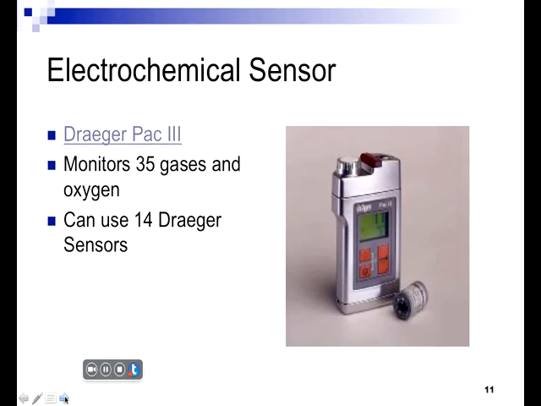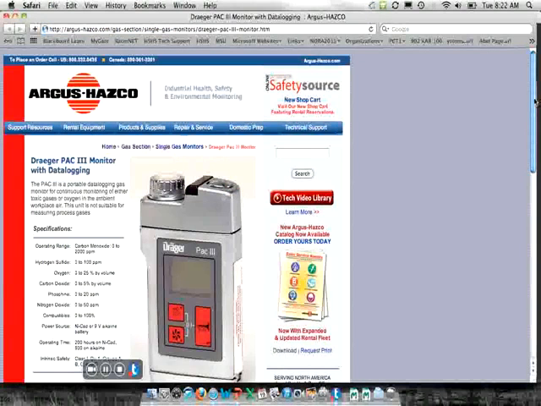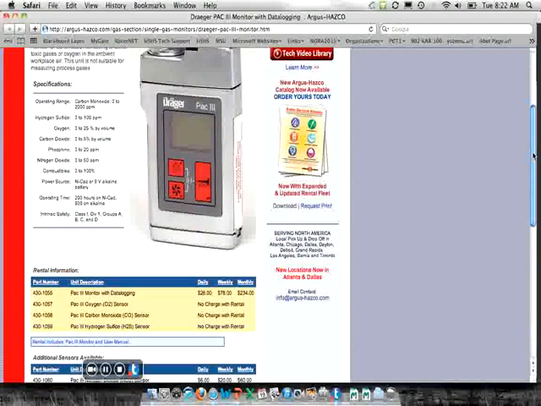This particular one you can use to monitor up to 35 different gases and vapors. And it can use a lot of Draeger sensors. So let's see if I can get a picture here of this. This is a Draeger monitor.